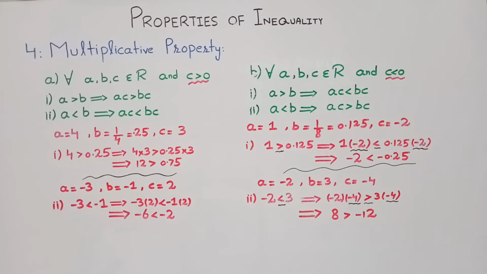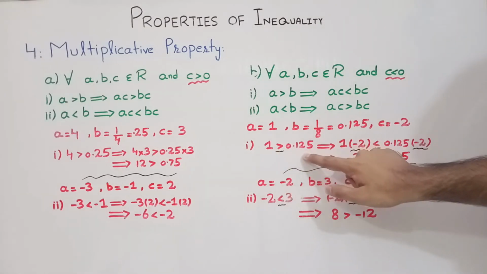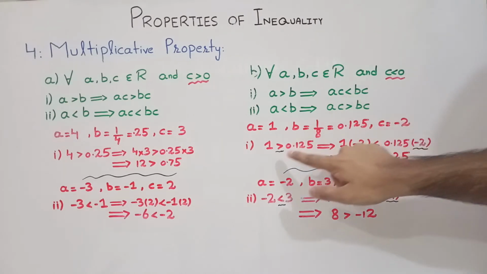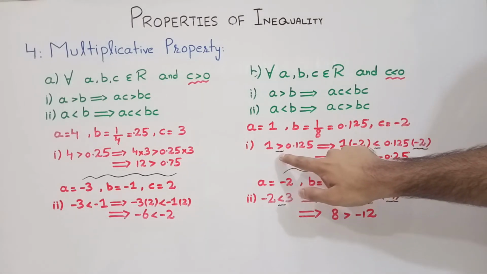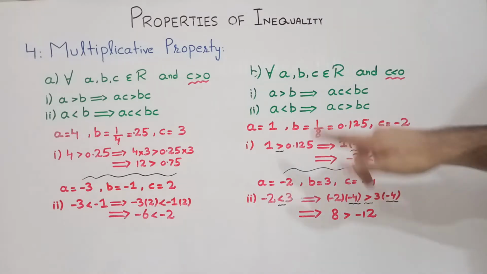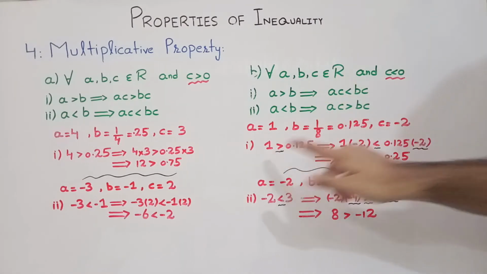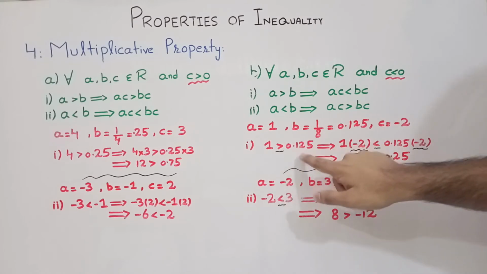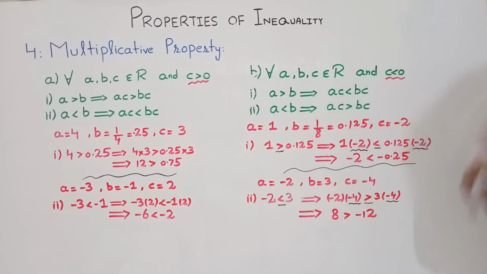Now we multiply both sides of the inequality with a common negative real number, minus 2, and check whether the direction of the inequality will change or not. The product of A and C, 1 and minus 2, is equal to minus 2, and the product of B and C, 0.125 and minus 2, is equal to minus 0.25.